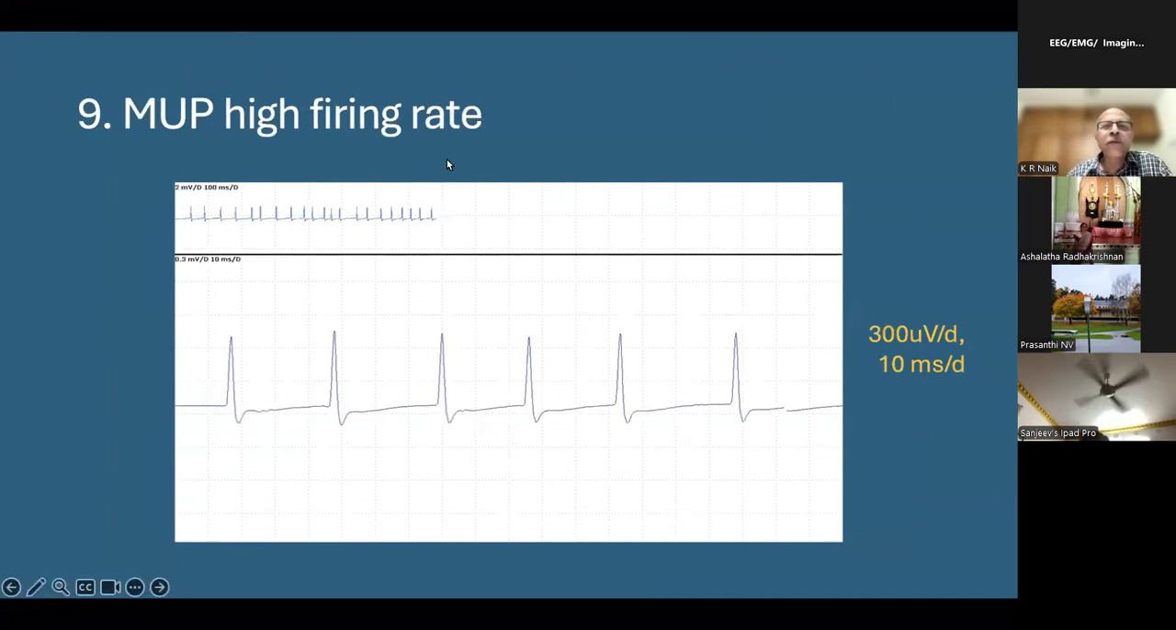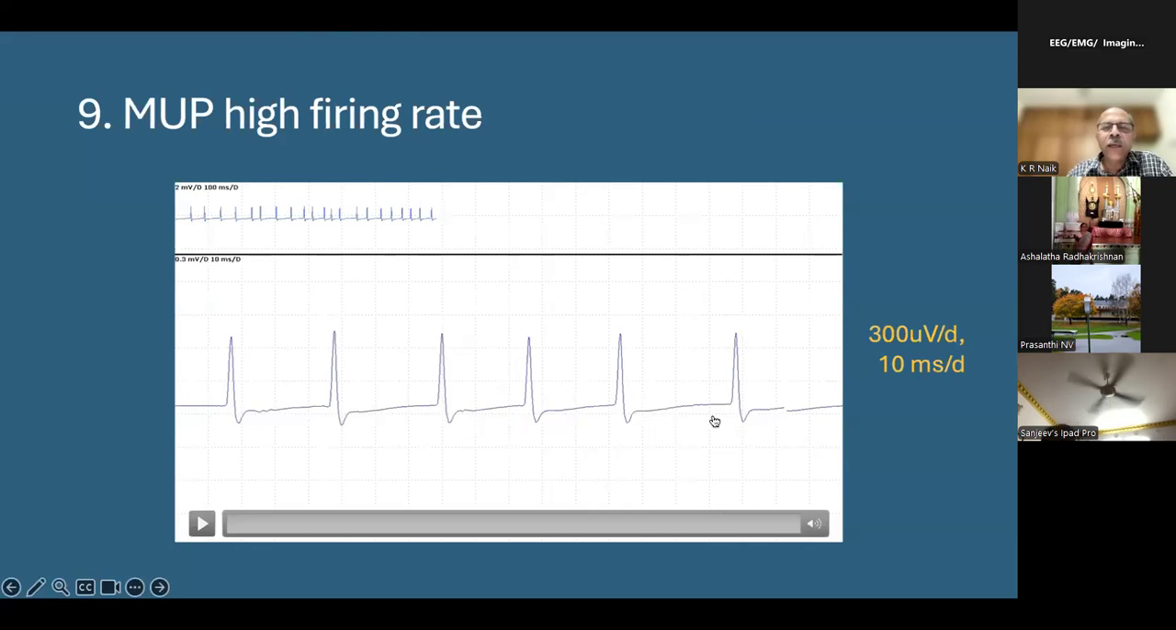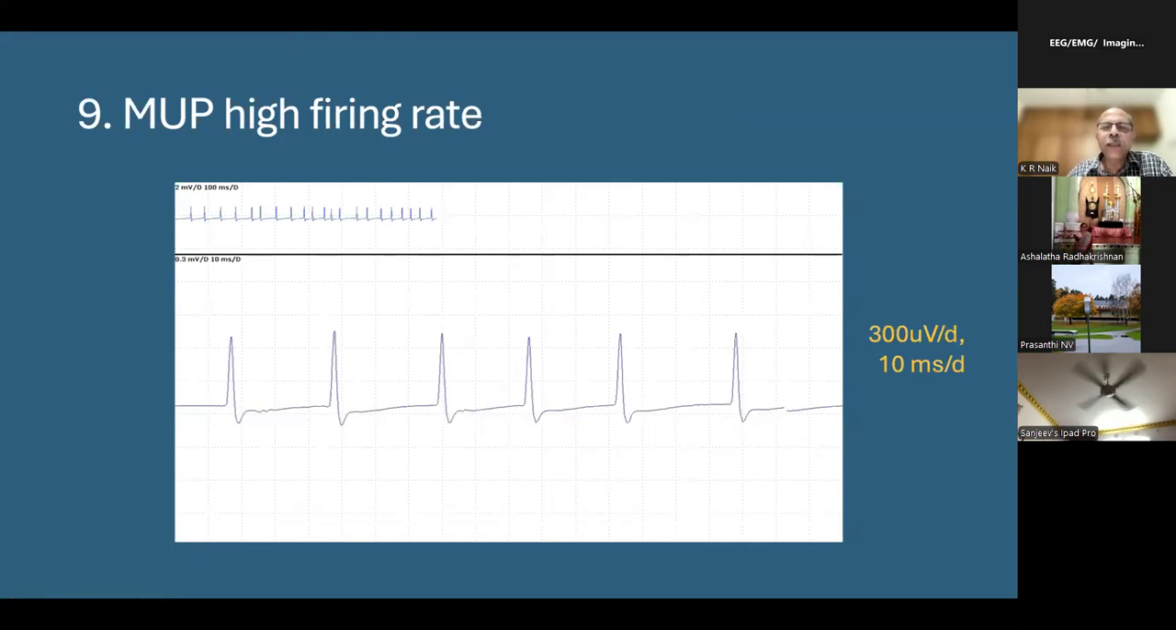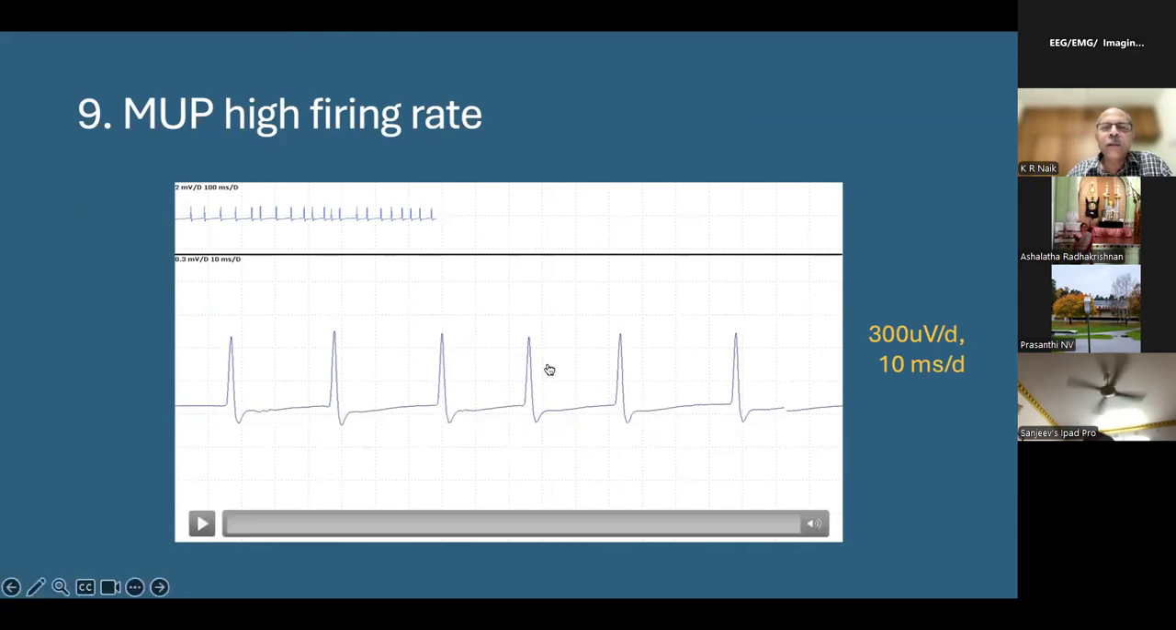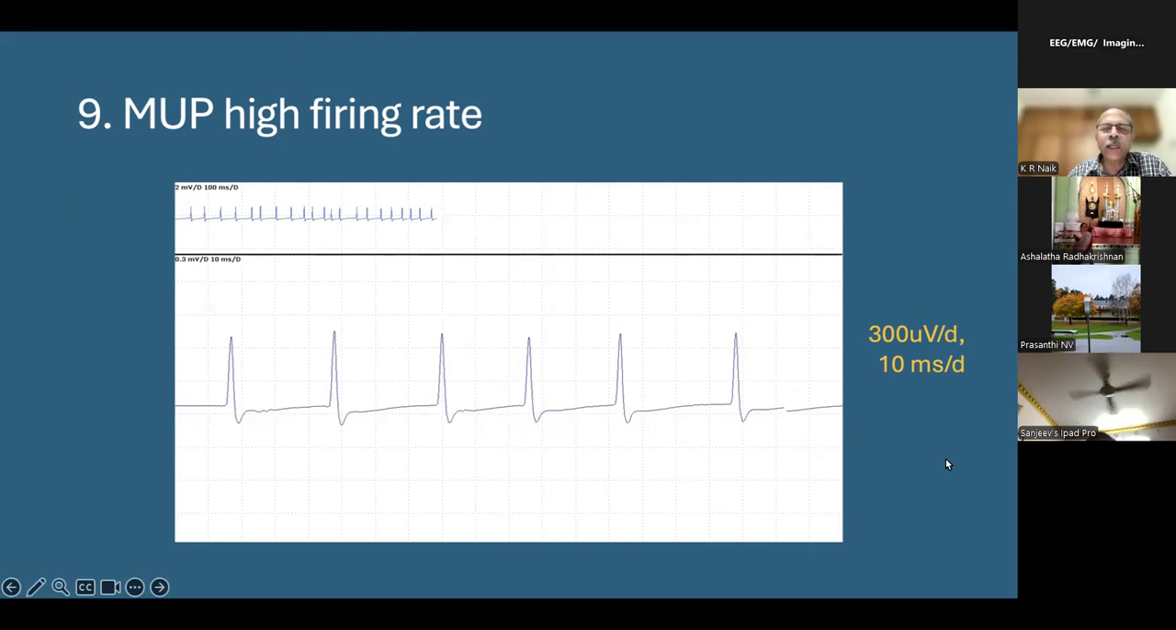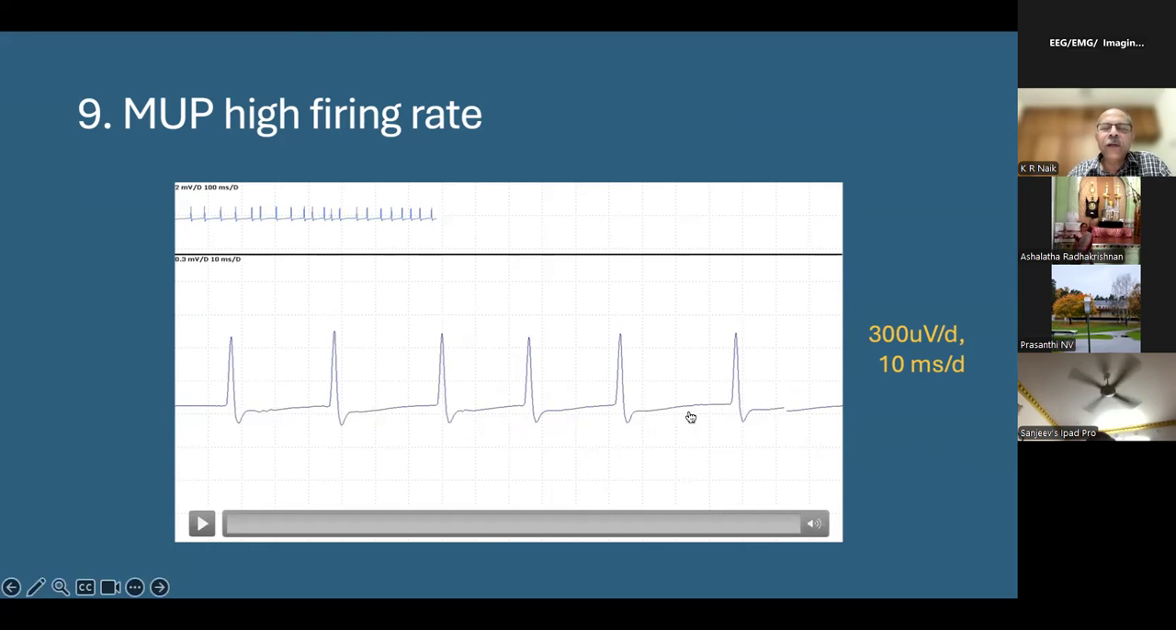So MEP with high firing rate. What happens when the motor unit starts firing with the minimal force that is required is it starts generally at around 5 hertz, then gradually increases. When it crosses around 10 or 12 hertz, the same motor unit is not able to sustain the force that is required. So a second unit is brought forth, and when the second unit becomes around 10 hertz, a third unit will come. That's how the recruitment occurs.